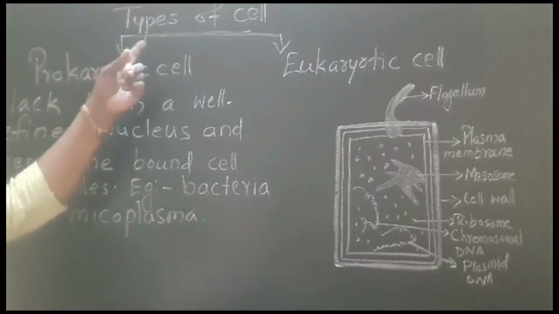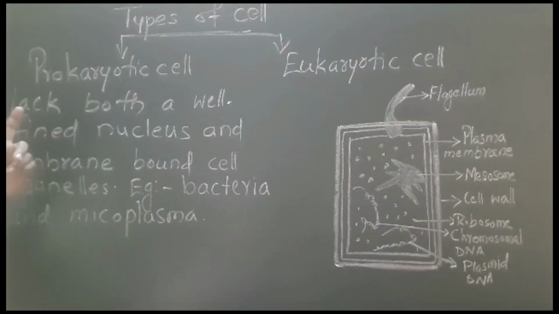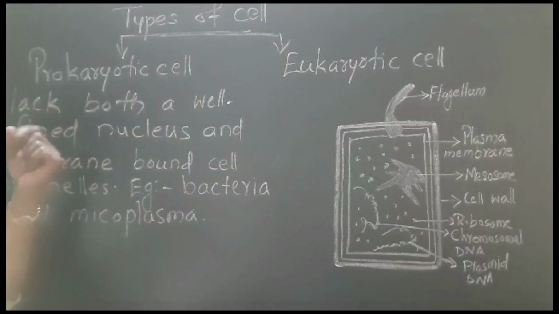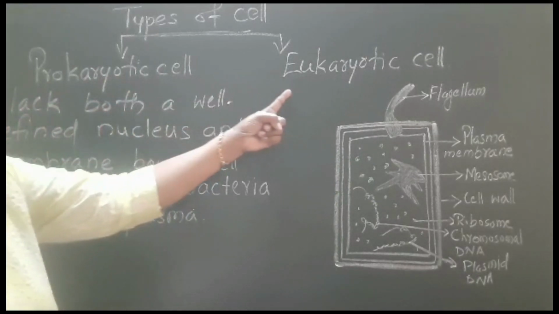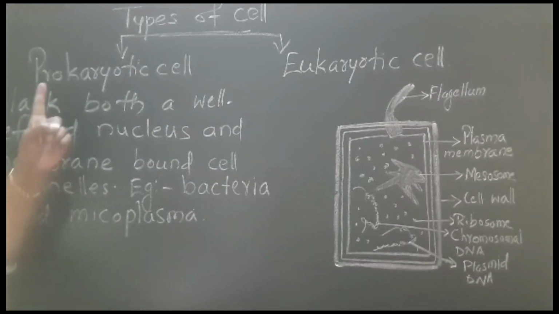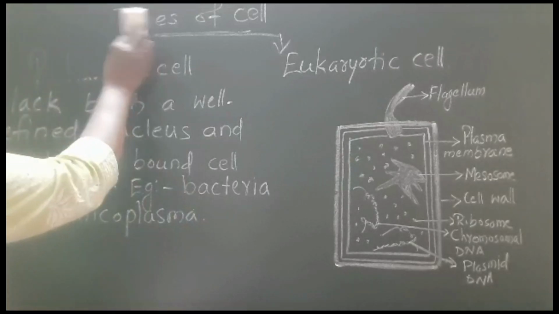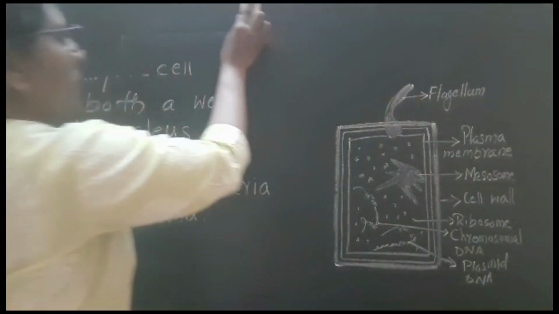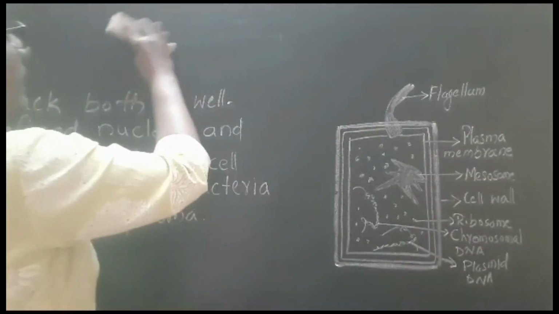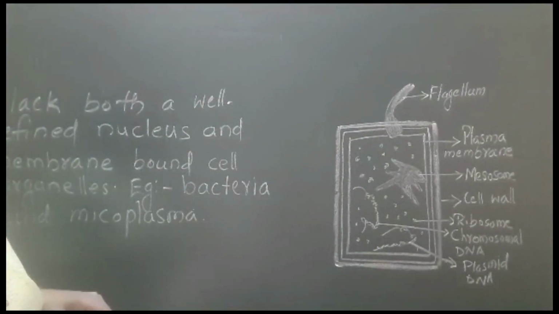Let's see types of cell. Mainly there are two types of cell. Number 1, prokaryotic cell, and number 2, eukaryotic cell. These are the two main types of cells. Now we are going to see first prokaryotic cell. So to avoid confusion, I will erase this, okay? Because the diagram is the prokaryotic cell diagram.